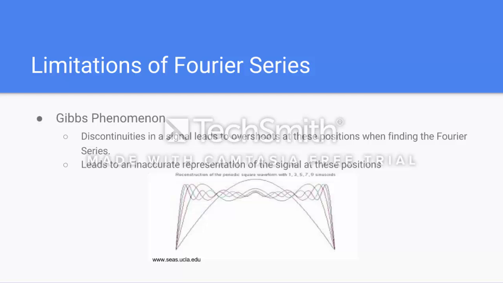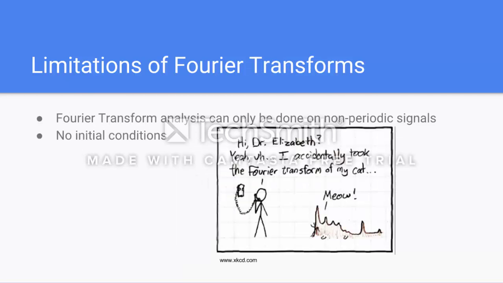The limitations of the Fourier series specifically are the Gibbs phenomenon, which is basically discontinuities in a signal that lead to overshoots at positions when finding the Fourier series, which gives it the little Batman look when you look at the particular graph. This leads to inaccurate representation of the signal at these positions, but can be remedied with more terms in your series. The limitation of the Fourier transform is that it can only be done on non-periodic signals with no initial conditions.